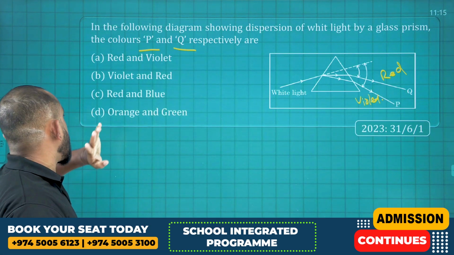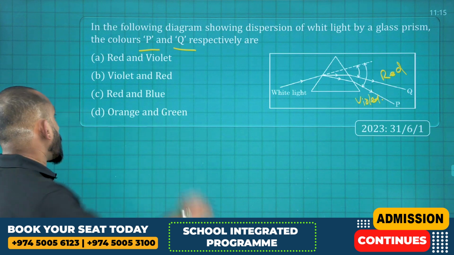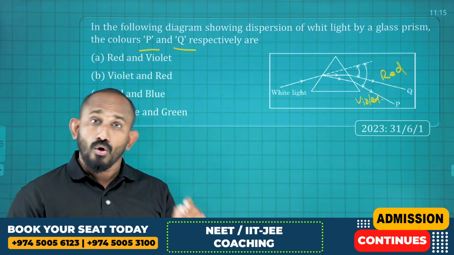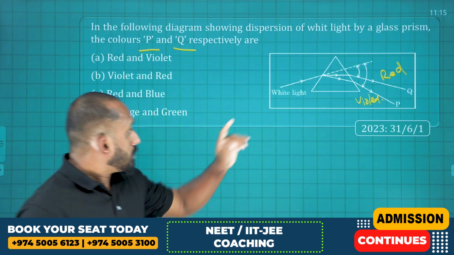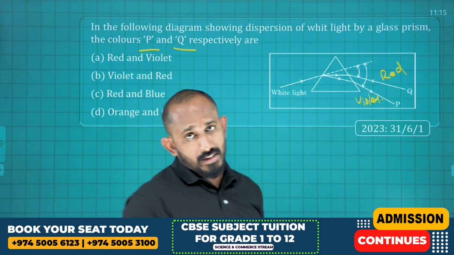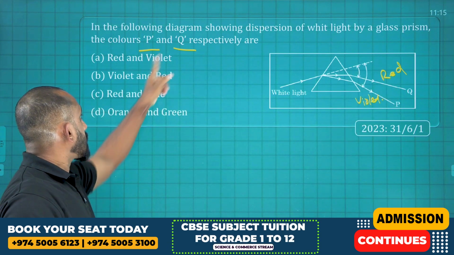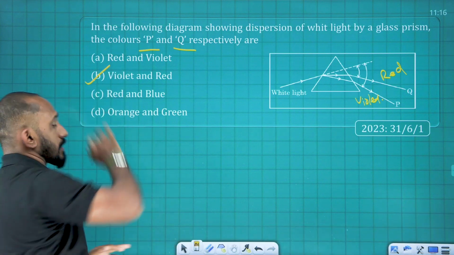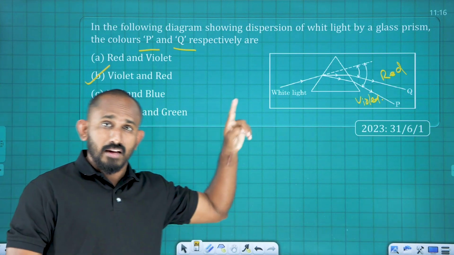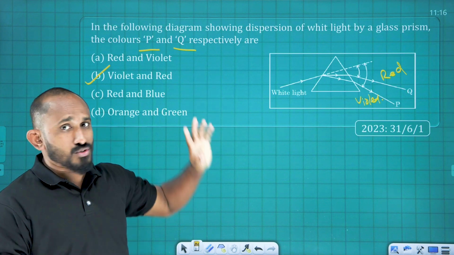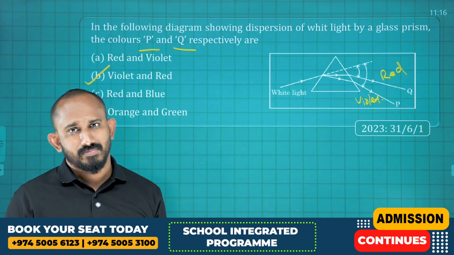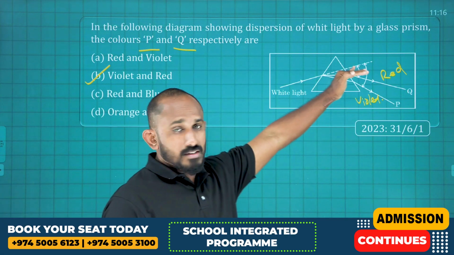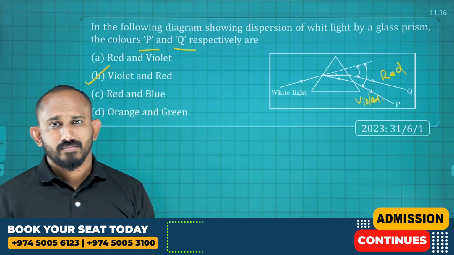So the answer: P and Q is what is being asked. P is red and Q is violet. Option A is the correct answer. The order is very important here. If P is violet and Q is red, then that's the correct answer, B is the correct answer here. The other option is red and violet, but P is not red. Q is the red. Okay? Least and most deviated. Hope you got it.